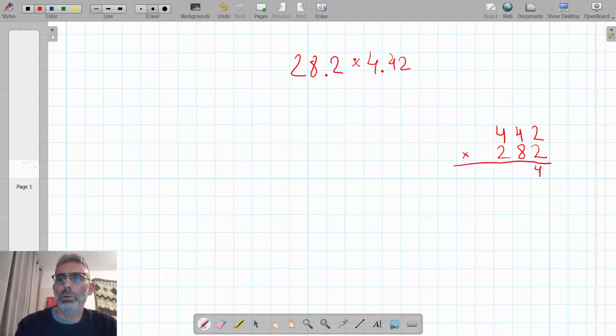2 times 2 is 4. 2 times 4 is 8. 2 times 4 is 8. 8 times 2 is 16. 8 times 4 is 32 plus 1, 33. 8 times 4 is 32 plus 3 is 35.